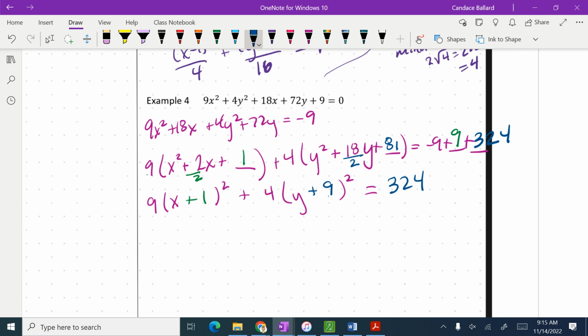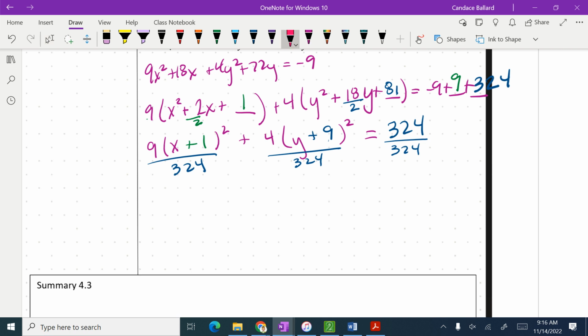Now, our last bit of turning this into an ellipse. This is the last step before we can read the center and the major and the minor. What does this have to be equal to? 1. So how do I get it equal to 1? What's the process? Divide. Good. So dividing everything by 324. You're going to help me with the calculator work, since I don't have mine up and running this morning.